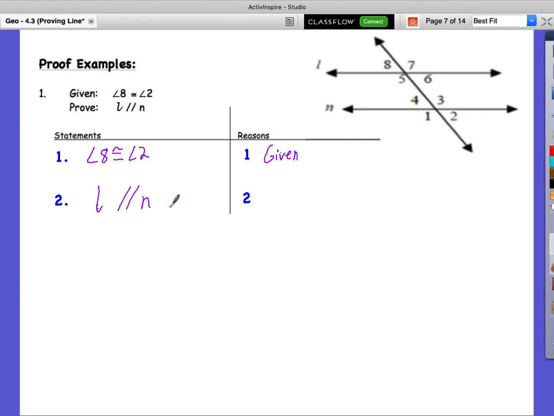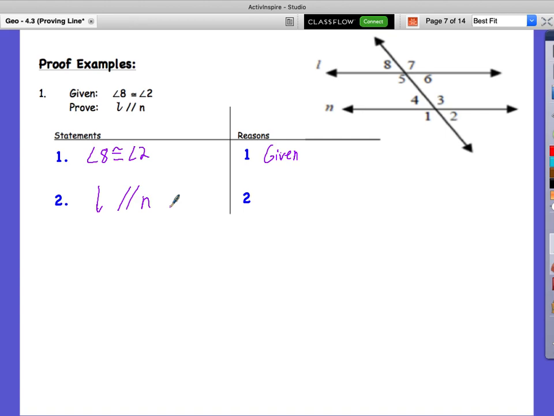So we should have 3 out of 4 here that are freebies, really. If we analyze for a second, 3 out of 4 of these are freebies. Our given is always going to be our first statement and first reason, and whatever we're trying to prove is going to be our last statement. So there's only 2 statements to figure out.